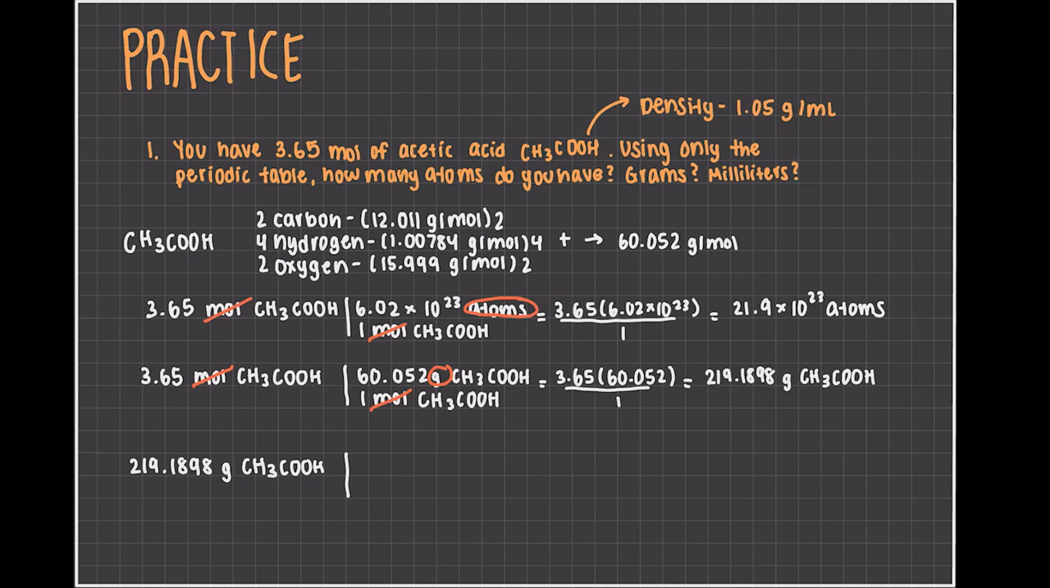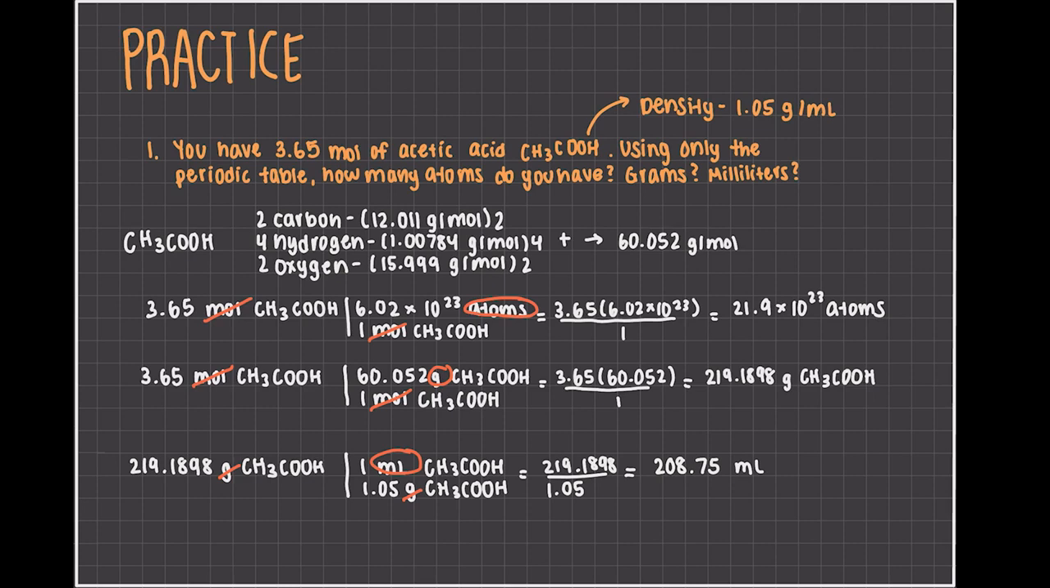So we know we have 219 grams of acetic acid, so we're going to go ahead and put that first. Now we're going to use the proportion of density to calculate the milliliters. We'll go ahead and put 1.05 grams on the bottom so we can cancel out the grams, and the 1 milliliter of acetic acid on the top because that's the units we want to end in. So once we divide 219 by 1.05, we're left with 208.75 milliliters.